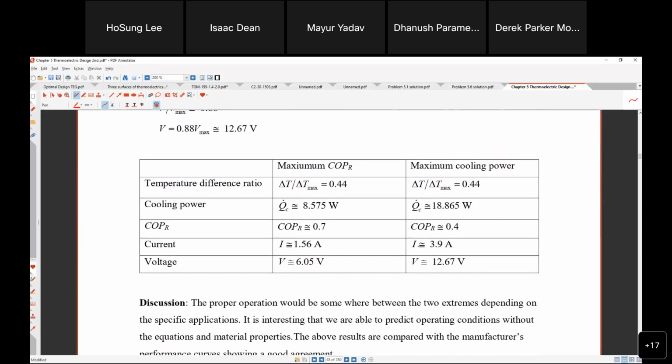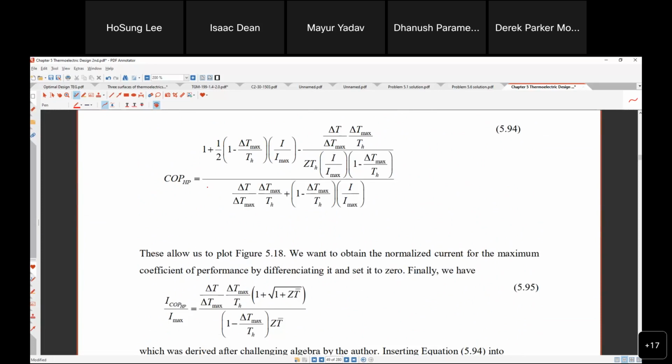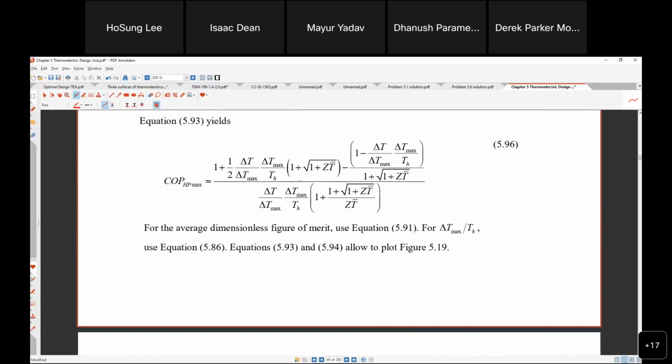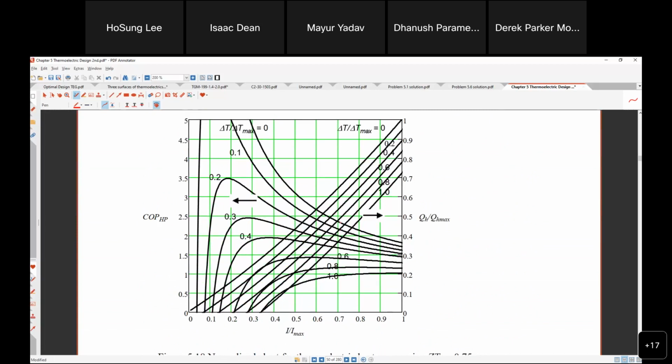Now we'd like to look at the heat pump. Very similar discussion, heat pump. And then I got the characteristic of the heat pump. This is the first time I have seen this plot. Nobody ever provided this, not any book to my knowledge. So this is the COP of the heat pump and the maximum heating depending on the current.